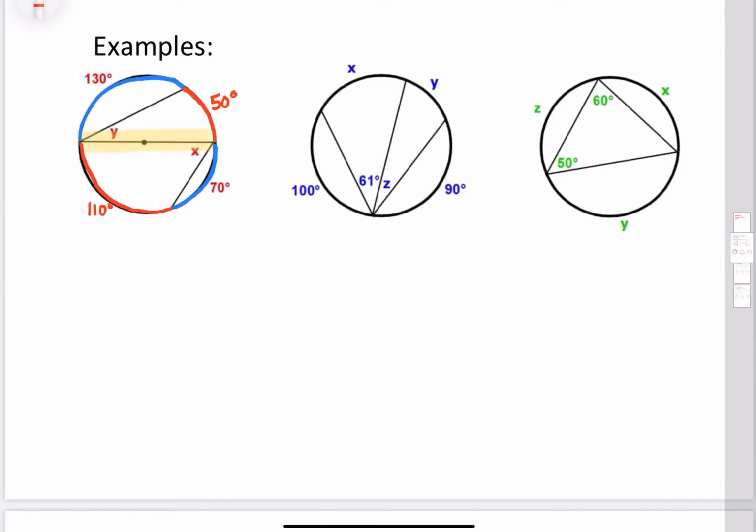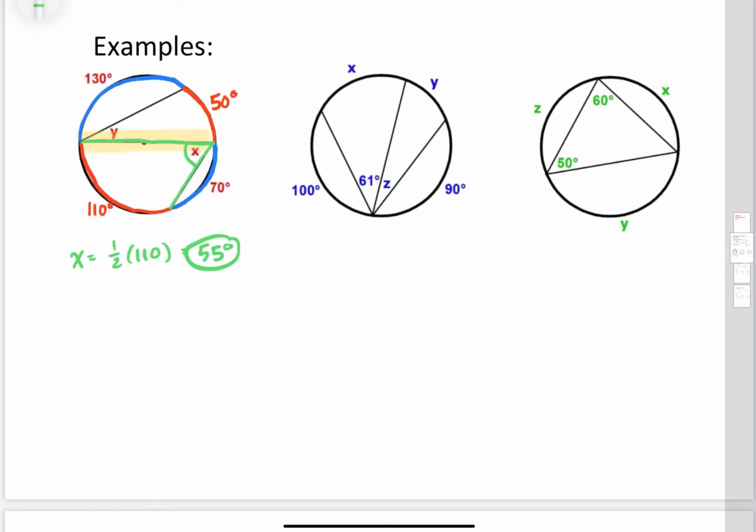So what we want to do is figure out what the values of X and Y are. Now, according to our definition, we stated earlier that the angle measurement is half the intercepted arc. So if I'm looking at angle X, the intercepted arc is this 110. So angle X has to be 1/2 of 110. Well, 110 divided by 2 gives me 55. So we know that angle X is 55 degrees.